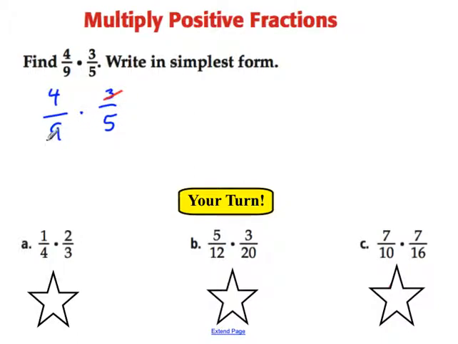So 3 goes into 3 and 9. So 3 divided by 3 gives me a 1. And 9 divided by 3 gives me a 3. So then I can go ahead and write what that's equal to. Now I can multiply across because I've already reduced it. So I have 4 times 1, which is 4. And in the denominator I have 3 times 5, which is 15. And it's already in reduced form.